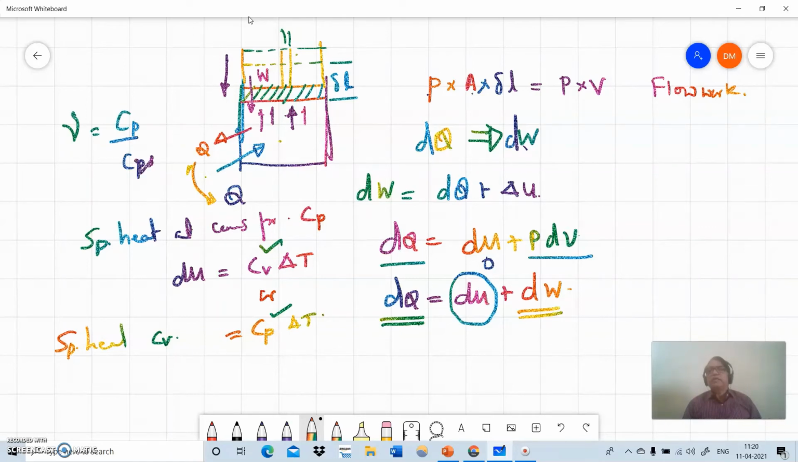Cp by Cv is known as gamma. So this is the index of the polytropic adiabatic process. What we learned from the first law of thermodynamics is that heat energy is equal to the sum of internal energy plus the work done on the system.